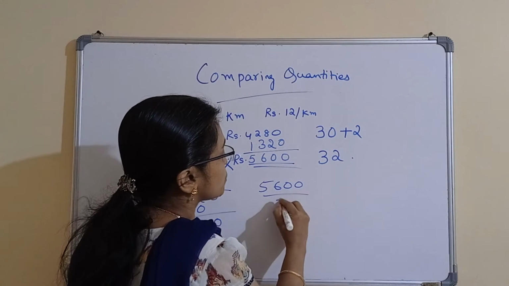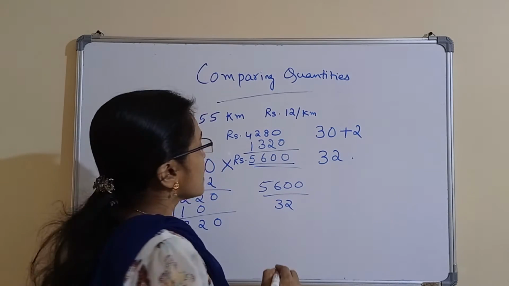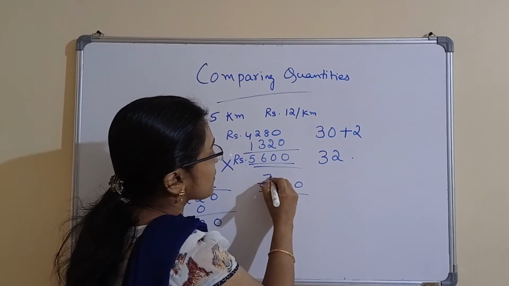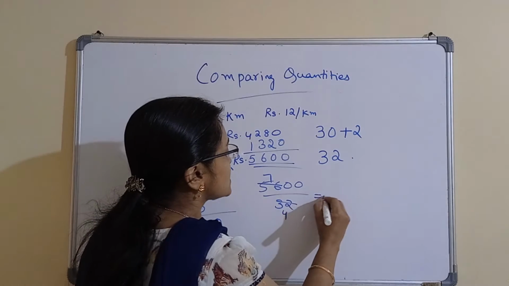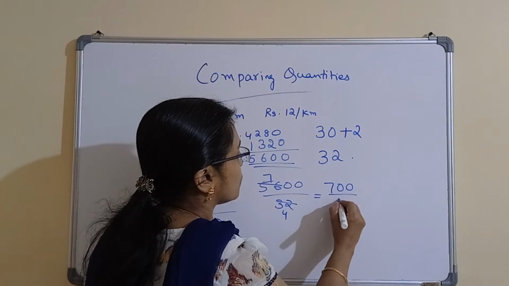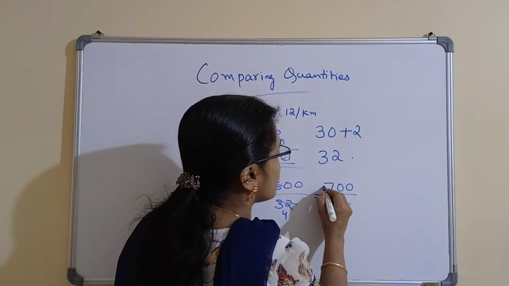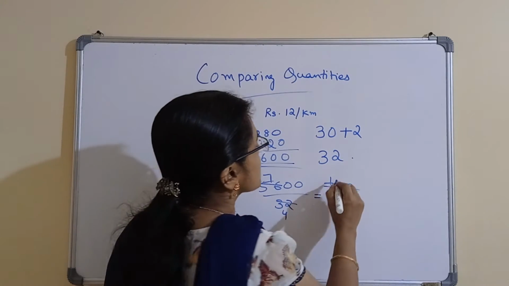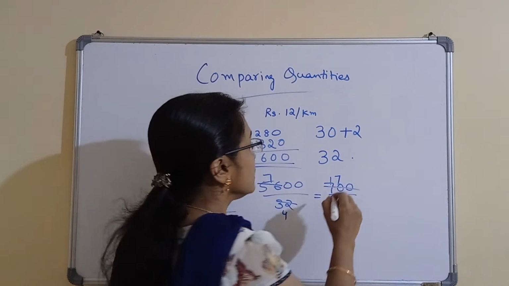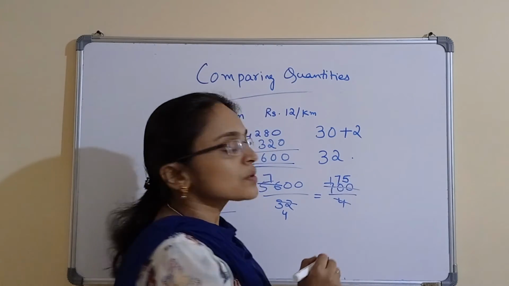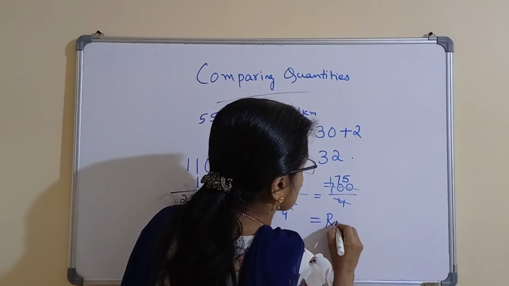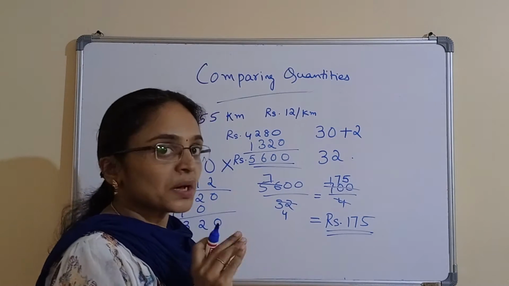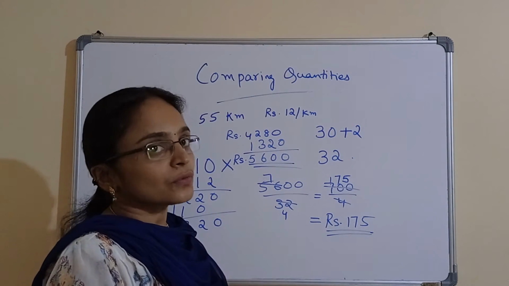5600 by 32 is the cost per person and 4 8s are 32 and 7 8s are 56. So this is equal to 700 by 4 and 4 will go in 7 one time, then 3 remainder. 30 by 4 is 7, 2 remainder, 20 by 4 is 5. So we'll get this as 175 rupees per head. The cost per head is 175 rupees.